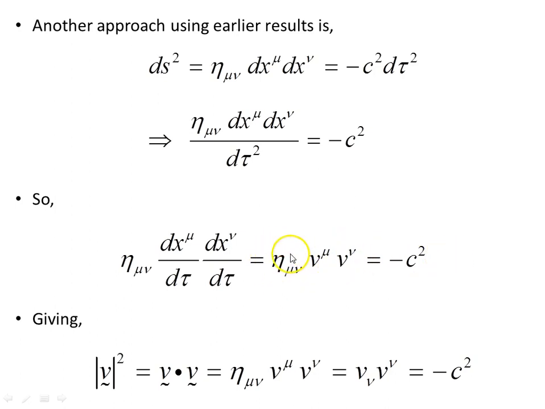But we can use that Minkowski metric to lower the index mu here, and when we do that, we will again have the same result, minus c squared. So the scalar product of the velocity vector with itself just gives us minus c squared.